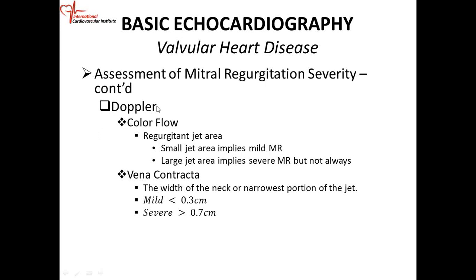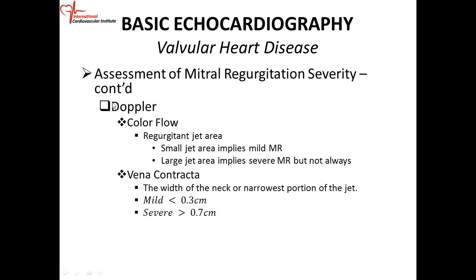We use color flow Doppler. Okay, that's one method. You can use continuous wave Doppler. We look at the pulmonary venous flow. We can do what you call regurgitant fraction, regurgitant volume, and then we use the PISA method. Okay, we went over all of this when we did hemodynamics, so this is just a revision for you guys.